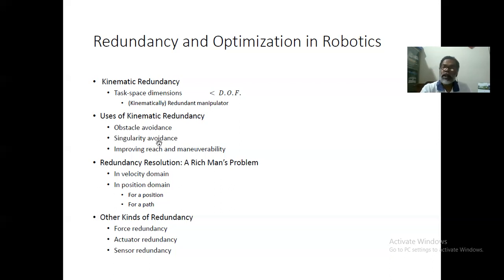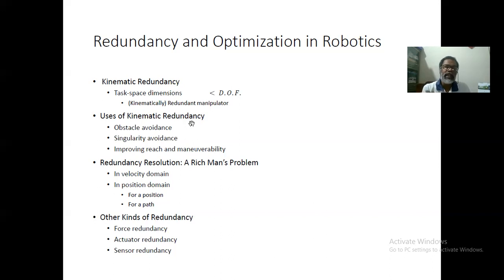Another is singularity avoidance. Singularity is a problem which we have discussed while studying the kinematics. So you can avoid singular configurations because that is not a configuration which you have to pass through necessarily. You can choose another way to go about it. And sometimes you can improve reach and maneuverability. Now these are uses or advantages which you get from redundancy.